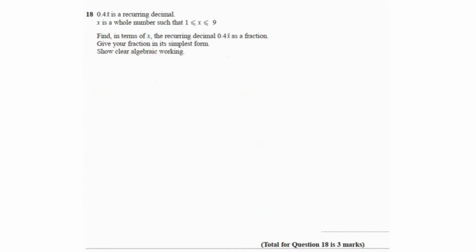Then this question says 0.4x recurring is a recurring decimal. x is a whole number such that x is between 1 and 9. Find in terms of x the recurring decimal 0.4x recurring as a fraction. Give your fraction in simplest form. Show clear algebraic working. So this one is slightly different from the type of questions that you normally get.